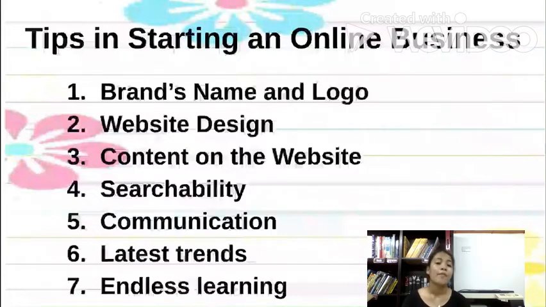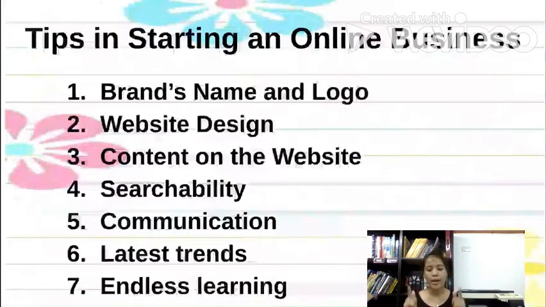For number four, we have searchability. What does it mean? Some people, class, might encounter your website by accident, right? So it's just an accident that they encounter it. Oh, this is new.